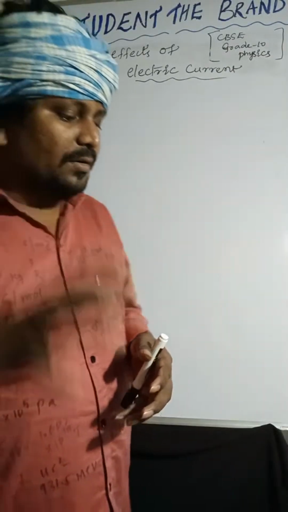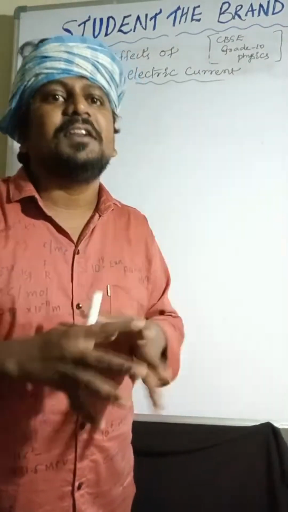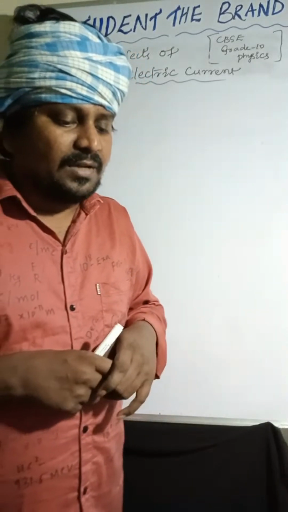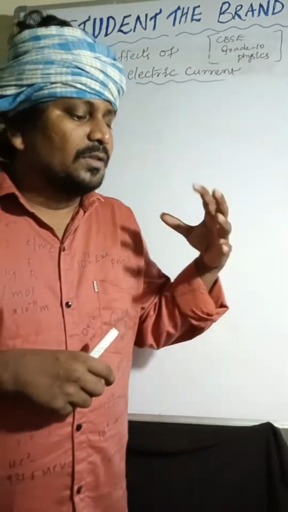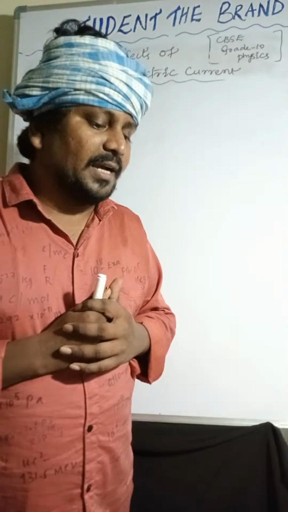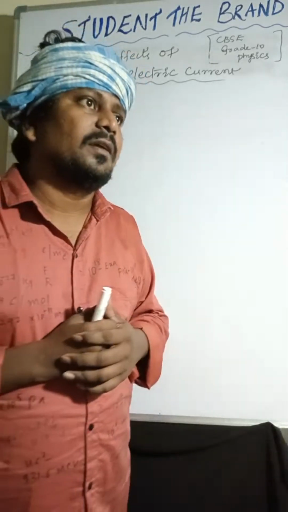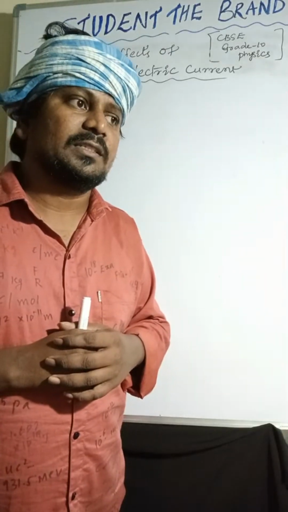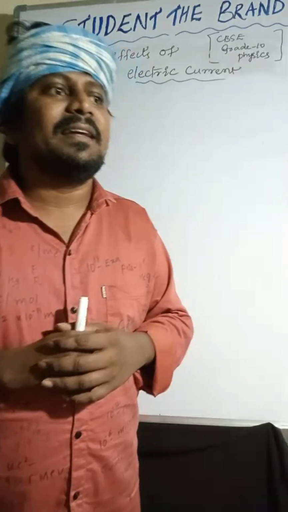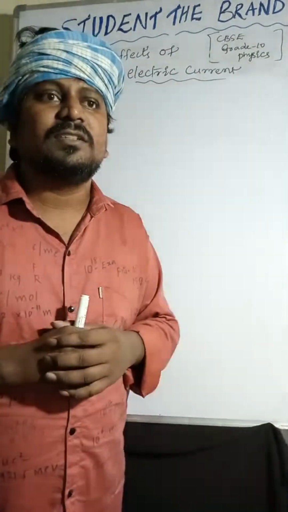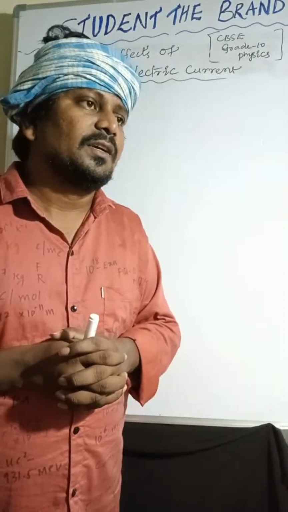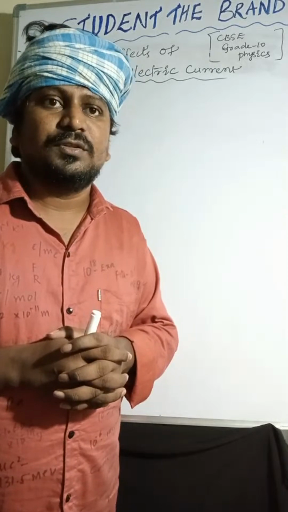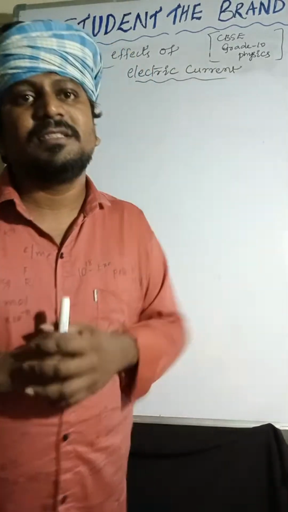So today we are discussing magnetic properties, and how current passing through a conductor produces a magnetic field around it. Magnetite is a natural magnet which occurs in the earth's crust. A magnet has two properties: one is the attractive property, another is the directive property.